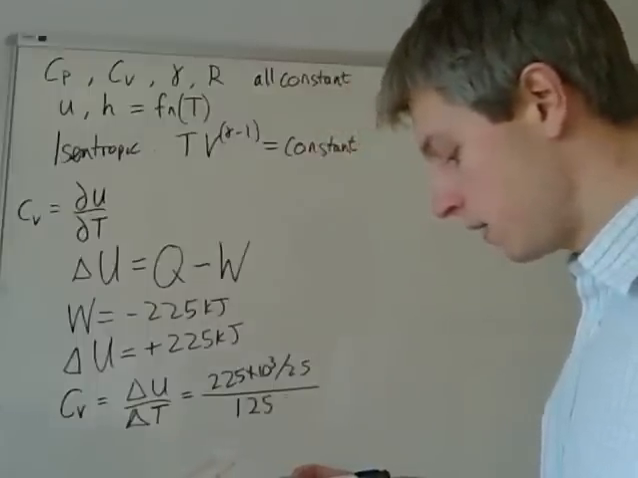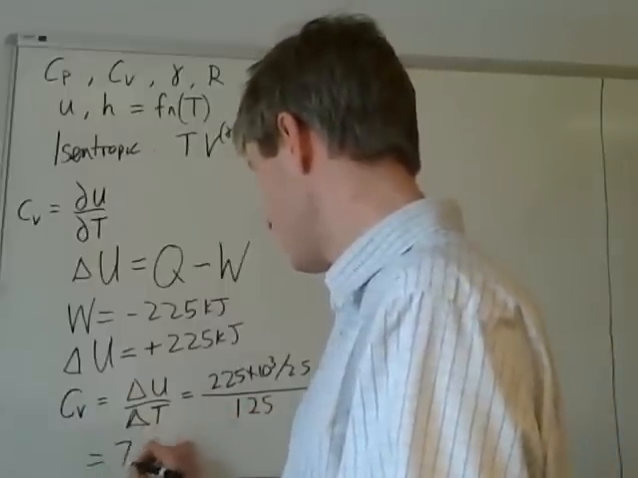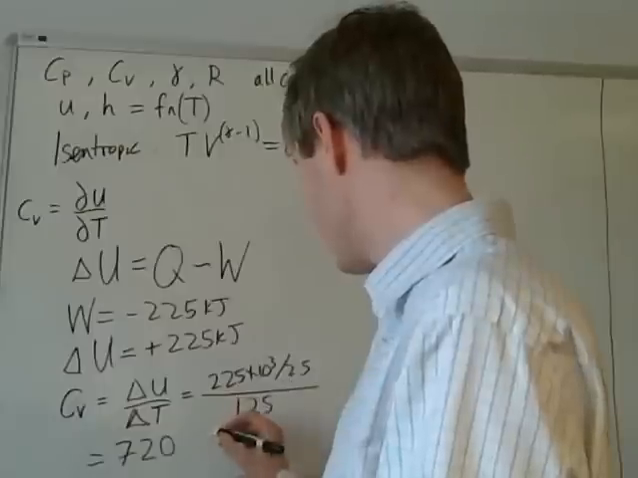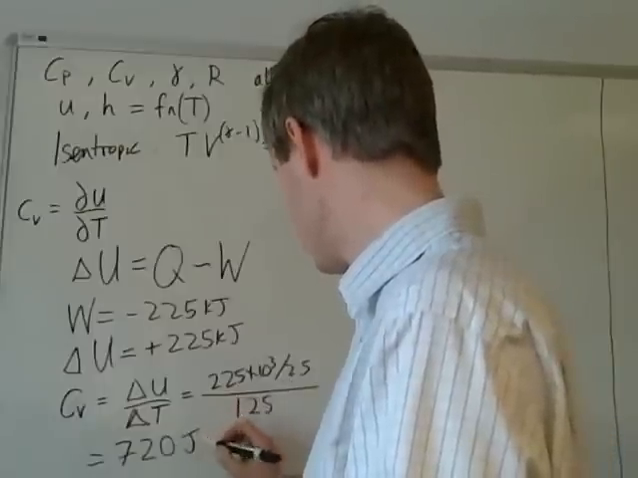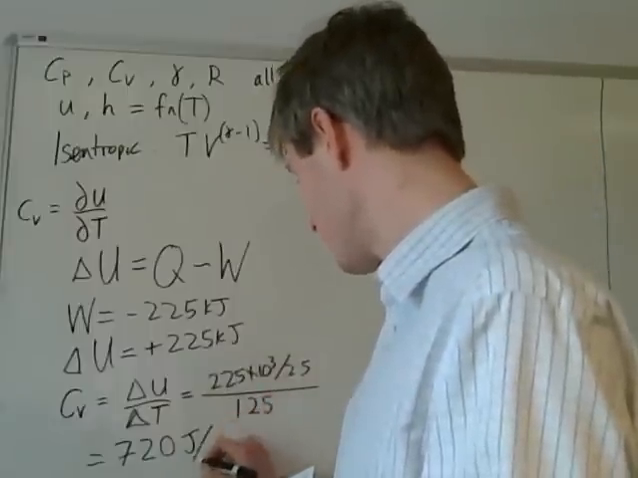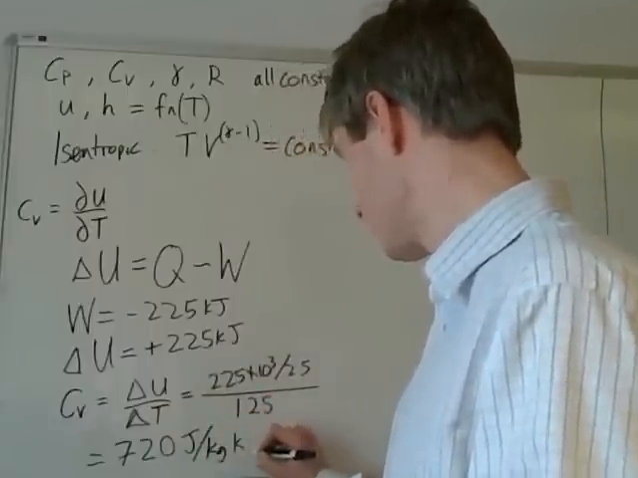And if we put the numbers in there, the value we will get is 720. The units here are joules, because we will be working in joules per kilogram here. And now that's per kilogram Kelvin.